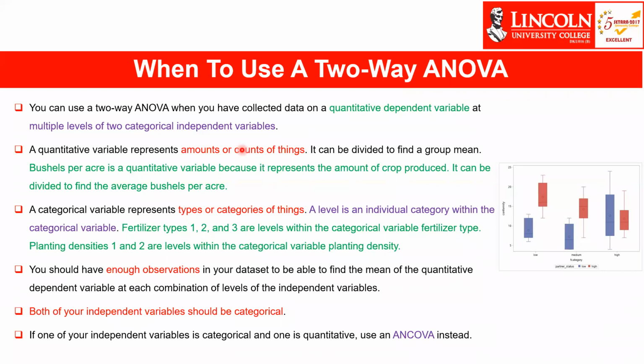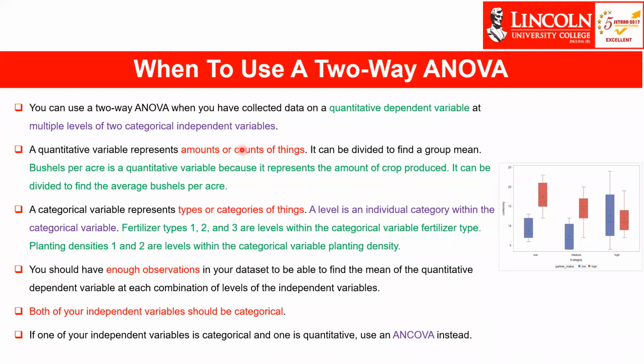A categorical variable represents types or categories of things. Okay, a level is an individual category within a categorical variable. Fertilizer types 1, 2, and 3 are levels within the categorical variable fertilizer type. Planting densities 1 and 2 are levels within the categorical variable planting density.